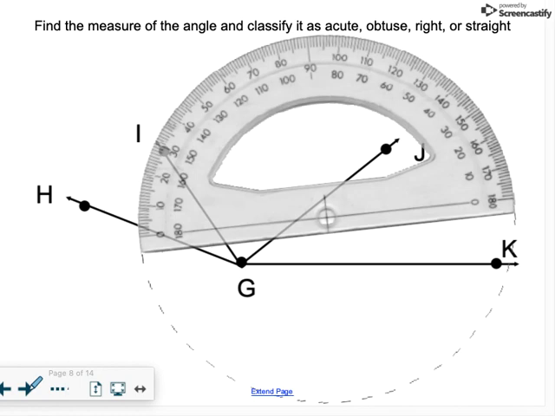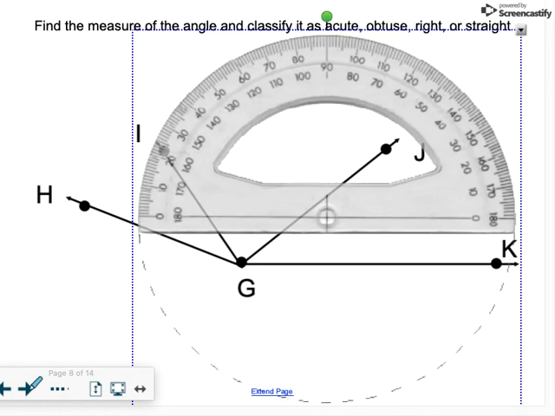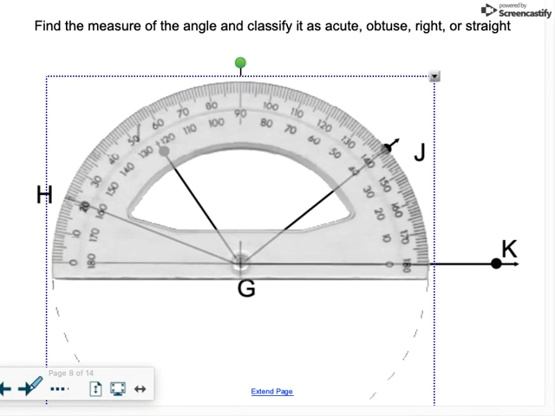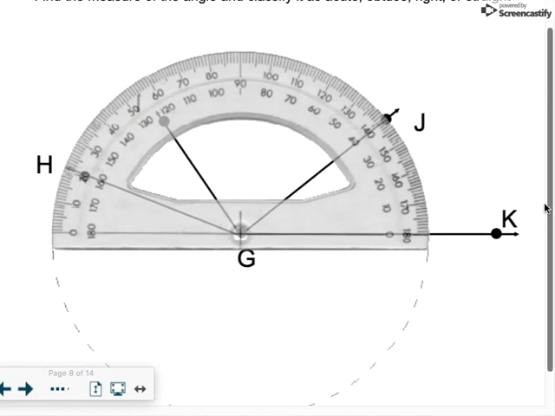So looking at this page, it says find the measure of the angle and classify it as acute, obtuse, right, or straight. So I'm going to take my protractor. I'm going to center it right on that vertex. We're actually going to do all 3 of these at the same time. So I'm going to do this one in green. So we look at this angle. We would call this one either angle JGK or angle KGJ, always putting the vertex in the middle.